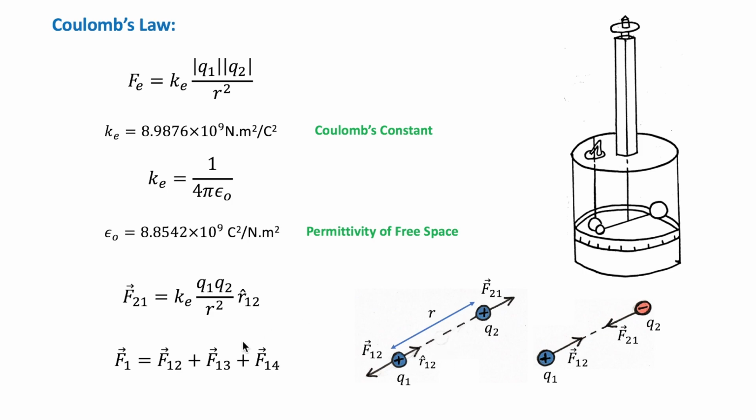So the electrostatic force exerted on particle 2 by 1 is given by this equation. The force on 2 by 1 is in the same direction as the unit vector R12, so the unit vector R12 is directed from particle 1 to 2. And of course, you know from Newton's third law that F12 is equal to minus F21.